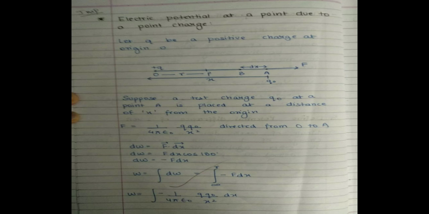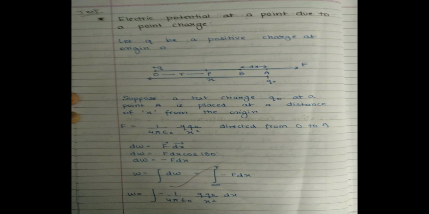So in the figure it is clear that the point charge is located at point O, and P is the point at which we want to find the electric potential due to this point charge plus Q. Now by definition, the electric potential at point P will be equal to the amount of work done in bringing a unit positive charge from infinity to the point P.